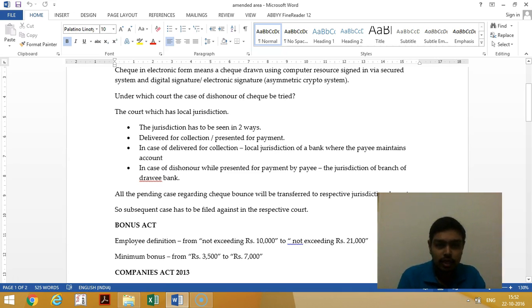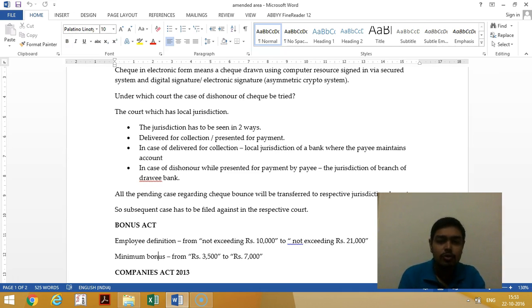This is the difference between the cheque presented for payment and the cheque which is sent for collection. In the case of dishonor while presentment of a cheque by a payee over the counter, the jurisdiction is that of the drawee's bank on which the payee presents. If it is sent for collection, then the jurisdiction is that of the bank in which the payee maintains his account.